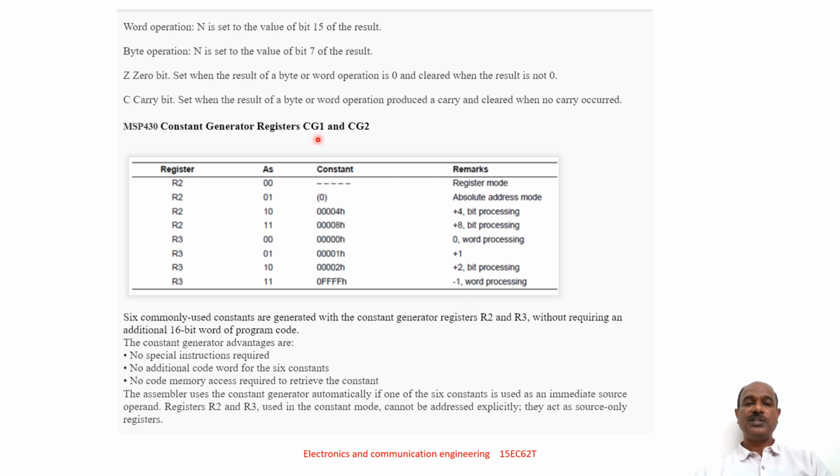We will study CG1 and CG2 in detail when we deal with the instructions of the MSP430. For the time being, remember that CG1 and CG2 are used to generate 6 constants. Which are the 6 constants? 0, plus 1, minus 1, plus 2, plus 4, and plus 8. These constant numbers will be generated with the help of these two registers, R2 and R3. R2 is called CG1, constant generator 1, and R3 is the constant generator 2 register.